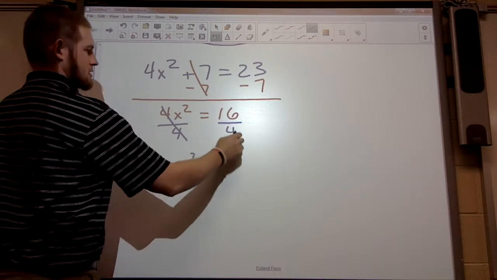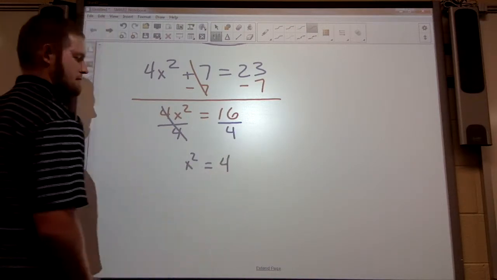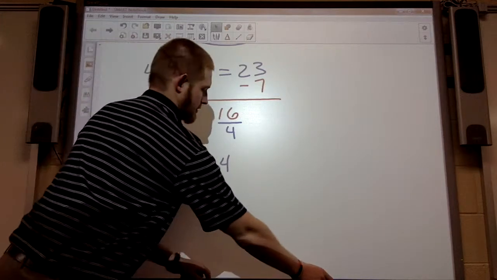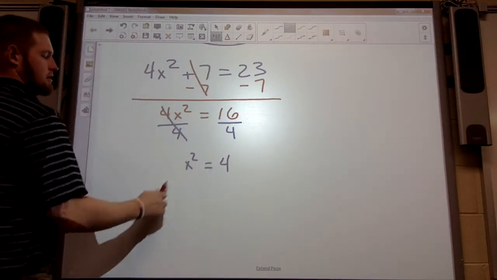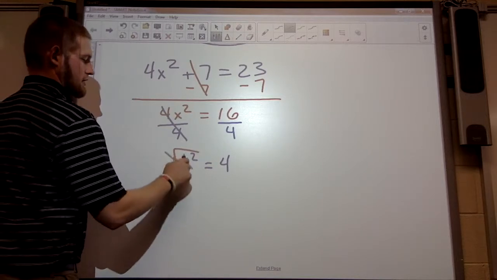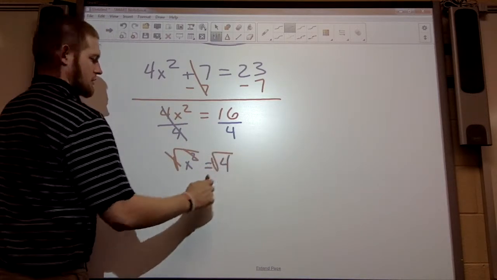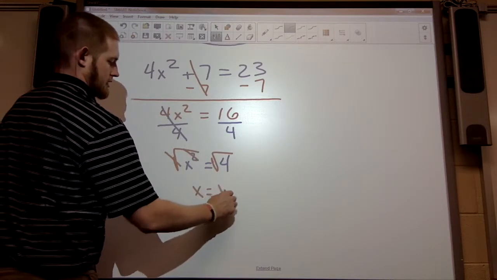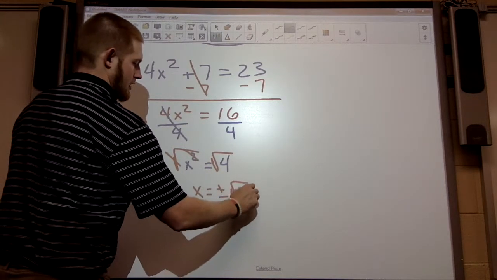I have x squared equals 16 divided by 4, which is 4. Again, x is by itself, but it's not a radical, excuse me, it's squared. We need to give it a radical, so they cancel. Square root. So now x equals plus or minus the square root of 4.